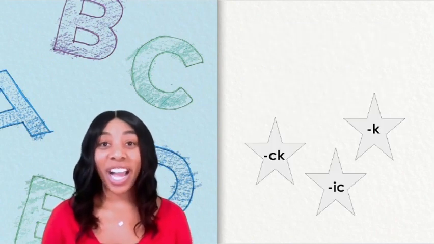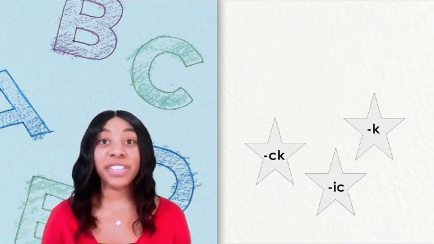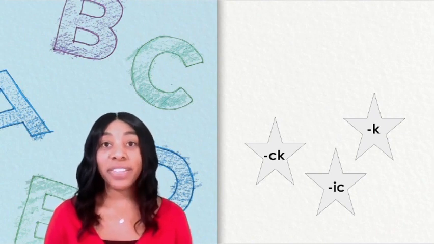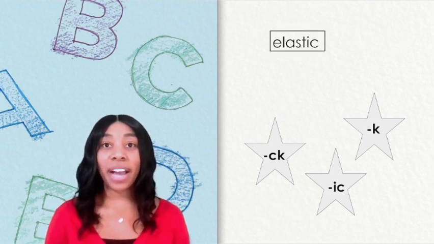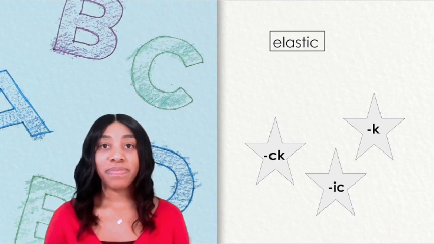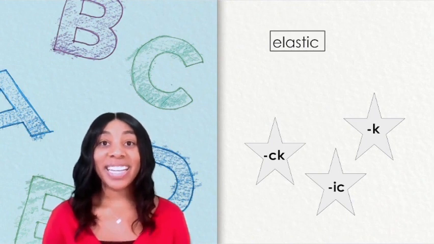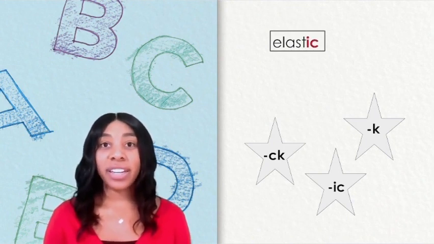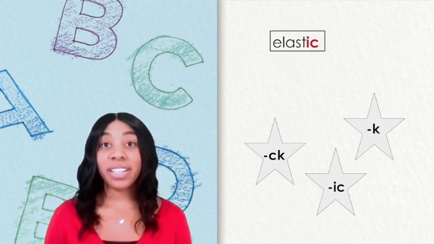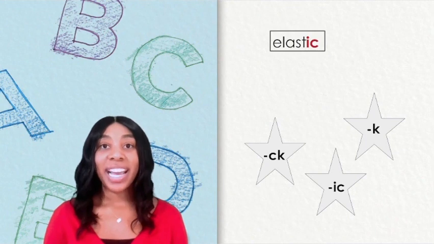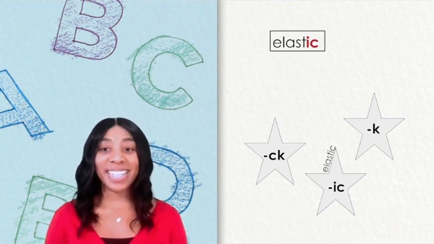All right, let's try to sort different words on each of the stars. Remember, all of these words will have the k sound at the end. Good luck. How do we pronounce our first word? Elastic. Which star does the word elastic belong on? We have the k sound at the end of this word, and it is spelled with an IC.